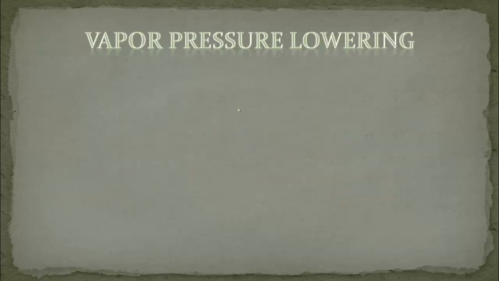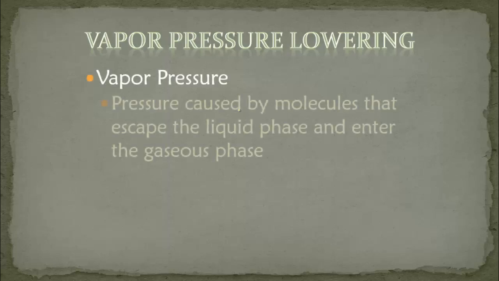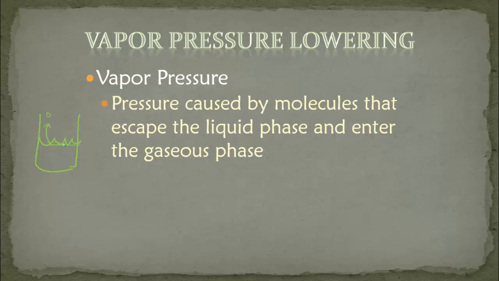So let's begin looking at the idea of vapor pressure lowering. So what is vapor pressure? This is the pressure caused by molecules that escape the liquid phase and enter the gaseous phase. So again, if we have our beaker of liquid, there are particles at the surface of this liquid that are going to come off and turn into gas.